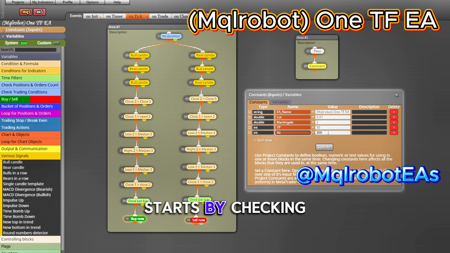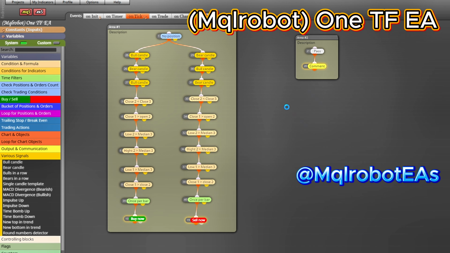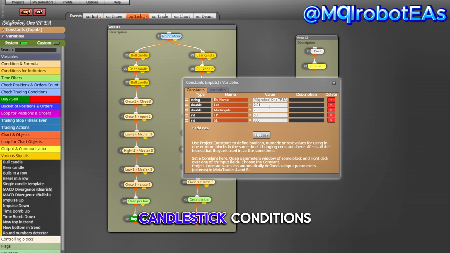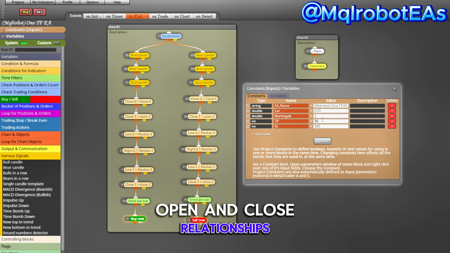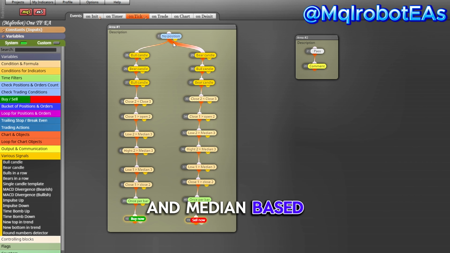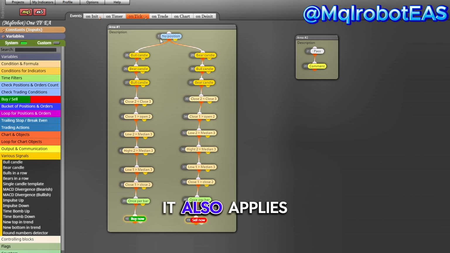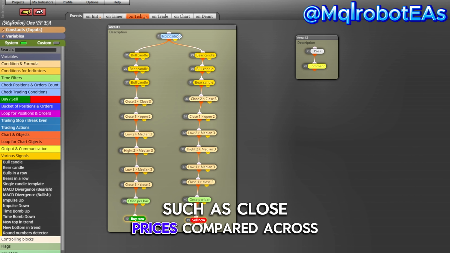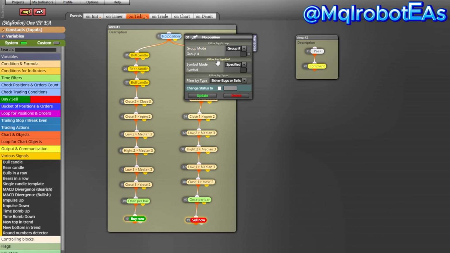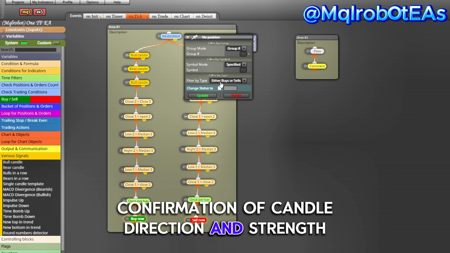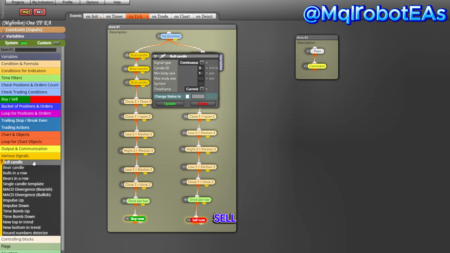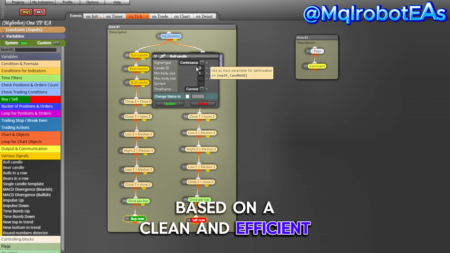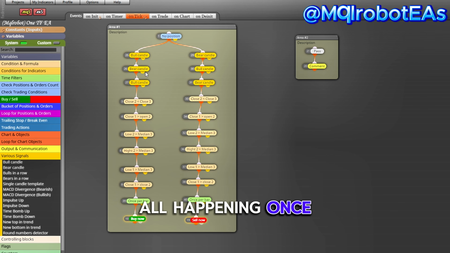The EA starts by checking if there are no open positions. It then evaluates a sequence of candlestick conditions including bullish and bearish candles, open and close relationships, and median-based price levels. It also applies logic such as close prices compared across multiple candles, highs and lows relative to candle medians, confirmation of candle direction and strength. Once all conditions are met, the EA will either buy or sell, based on a clean and efficient rule set, all happening once per bar.